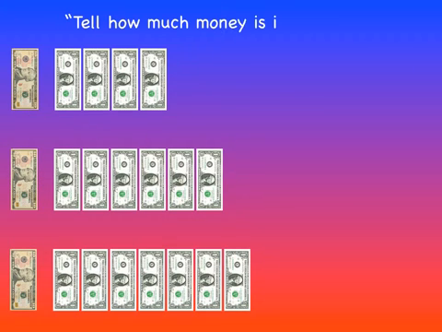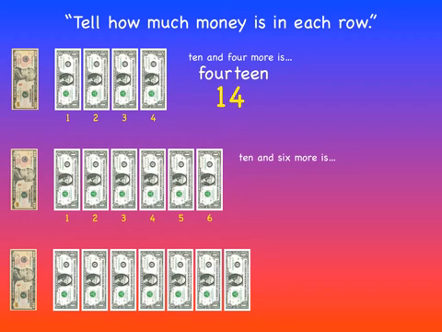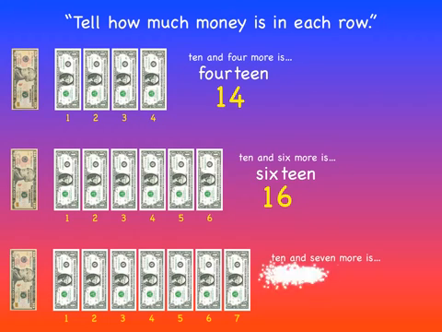A new challenge. Tell how much money is in each row. Well, the first row, we can see there's a $10 bill and then 4 ones. 10 and 4 more is 14. Next row, we have a $10 bill and there's 6 ones. 10 and 6 more is 16. Try the next row. 2, 5, 6, 7 ones, and there's a 10 over there. 10 and 7 more is 17.